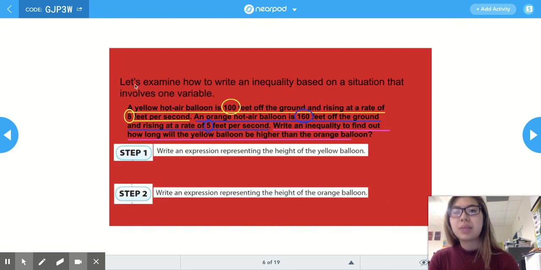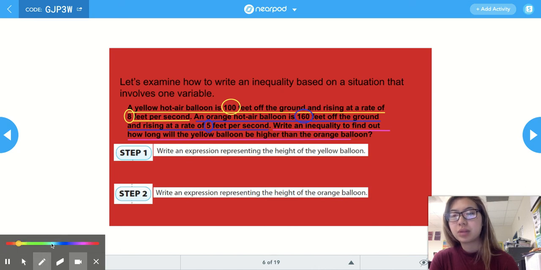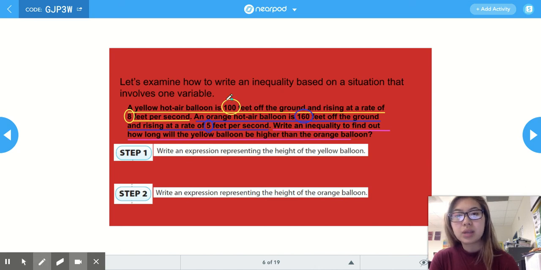For this first problem, it says, let's examine how to write an inequality based on a situation that involves one variable. A yellow hot air balloon is 100 feet above the ground and rising at a rate of 8 feet per second. So my keywords are 100 feet off the ground, rising, which means that I'm going to be adding, at a rate of 8 feet per. Per tells me that whatever variable we use, 8 is probably going to be our coefficient, or the number in front, also known as a slope.